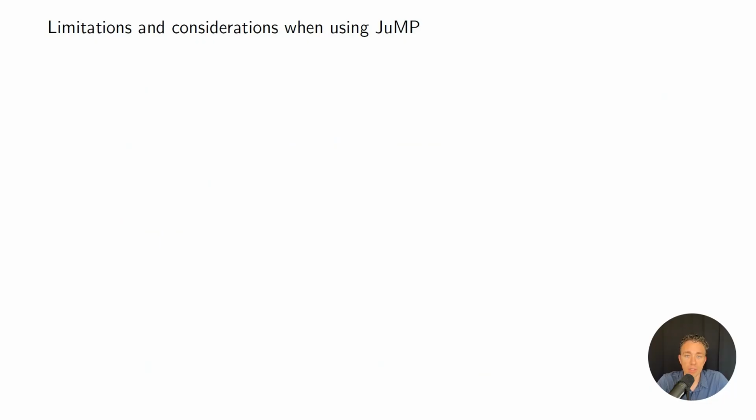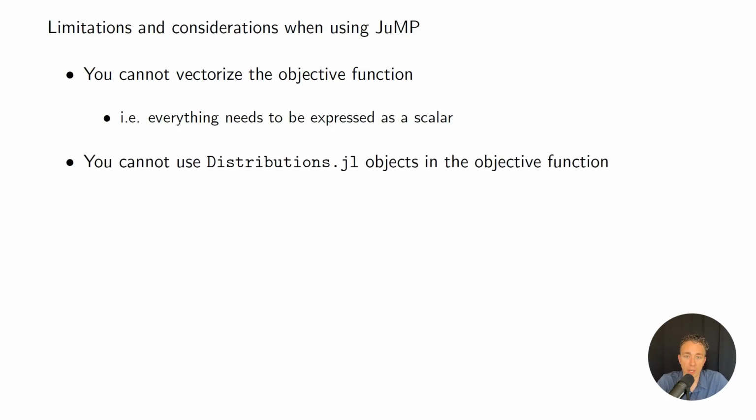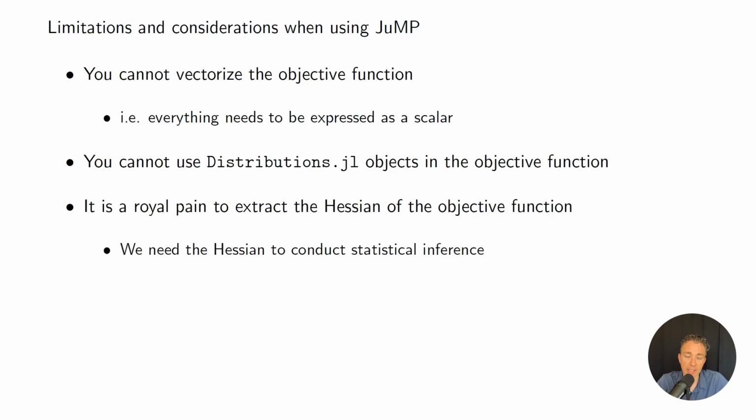And then what are some limitations or considerations to keep in mind when you're using JuMP? Well, as I mentioned in the coding walkthrough, you can't vectorize the objective function. Everything has to be a scalar. And you can't use objects like logpdf from the Distributions.jl package. And as I demonstrated, we had to have a helper function to do the Hessian that was a little bit ugly in order to get the right standard errors.